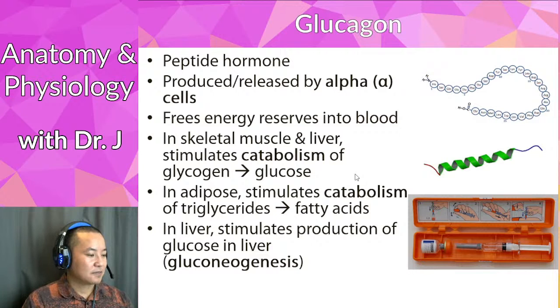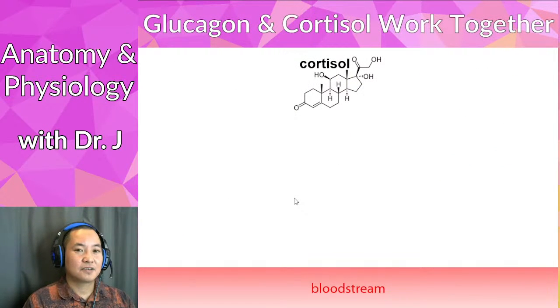Alright, so in liver, what does it do? It stimulates the production of glucose in the liver, so it also stimulates gluconeogenesis. You might be thinking, wait, we talked about breaking down glycogen and freeing up glucose and dumping it into your bloodstream. And we also thought, okay, wait, gluconeogenesis, that was the liver, but it was a different hormone that was stimulating it.